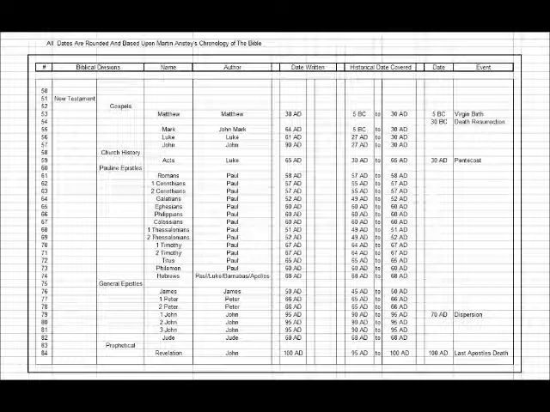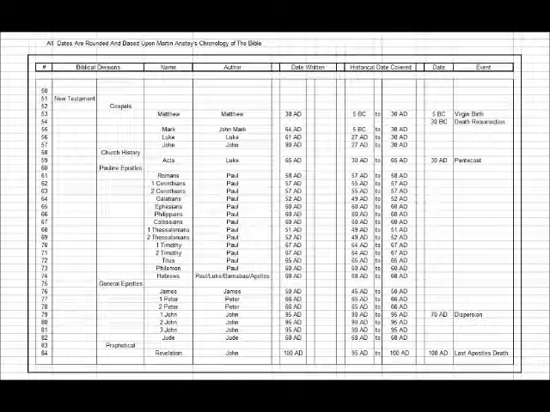The last division in the New Testament is the prophetical books division. There's one book in that division. It's the book of Revelation. The book of Revelation was written by the Apostle John. So there you can see a basic breakdown of the different New Testament books in the Bible and who wrote them.